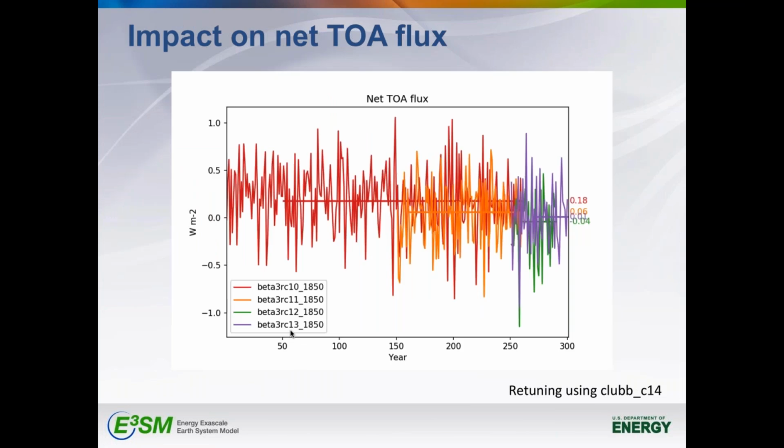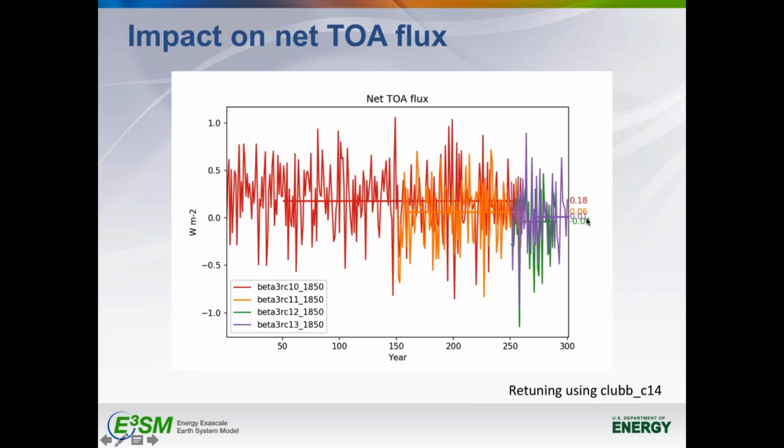And this is the net flux at the top of the atmosphere for those simulations. The horizontal line shows the average over various periods. So Beta 3 RC10 had an average of about 0.18 watts per square meter, so close to zero, but not exactly zero, and that was enough to cause the drift. And then my various attempts here: 0.06, going slightly negative, and then going back to very close to zero, 0.01.